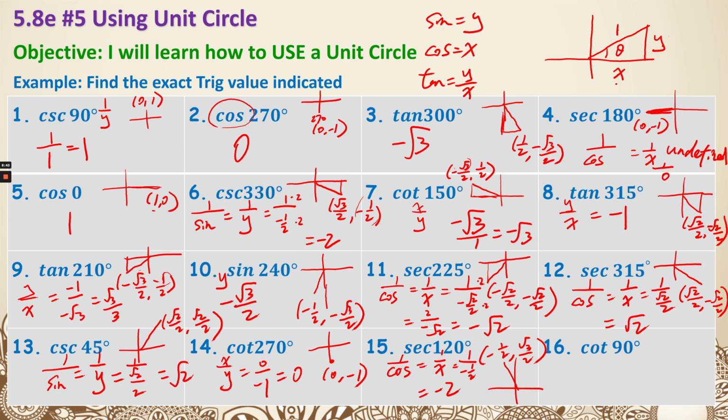Last one, cotangent 90 degrees. 90 degrees is also a special point. That is 0, negative 1. Cotangent is x over y, so it's going to be 0 over negative 1, which is 0.